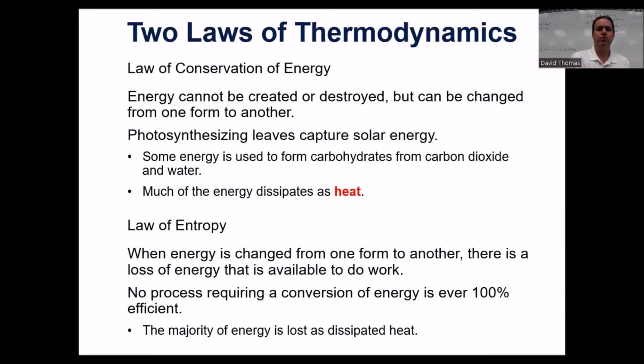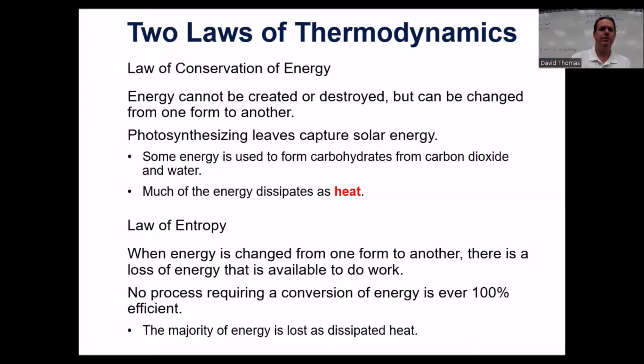And then the plants use that energy to form carbohydrates. They take some raw materials like carbon dioxide and water, they chemically combine them, and they form a chemical energy out of that solar energy and those other raw materials.